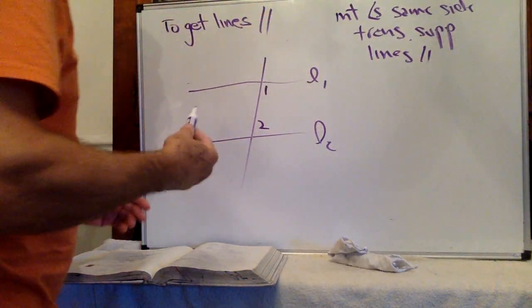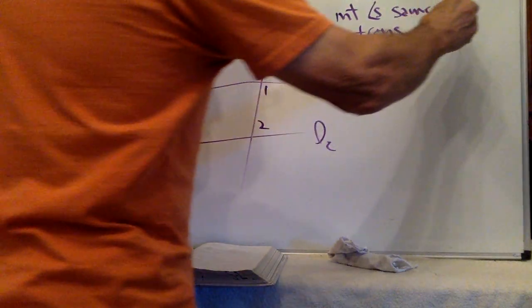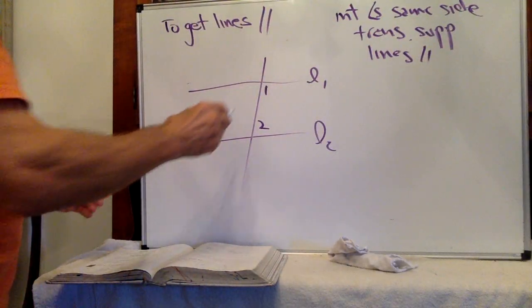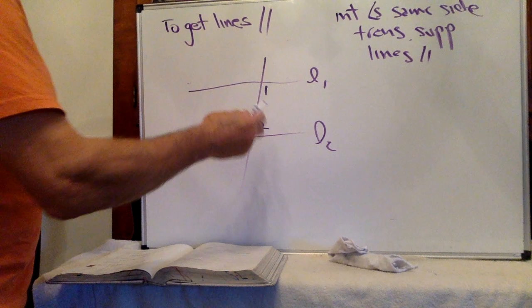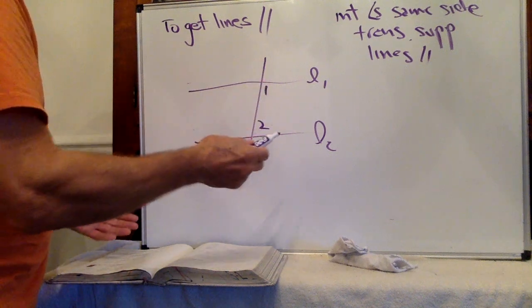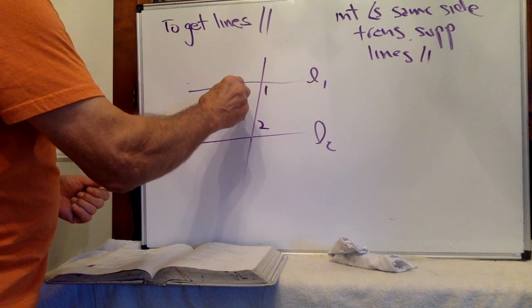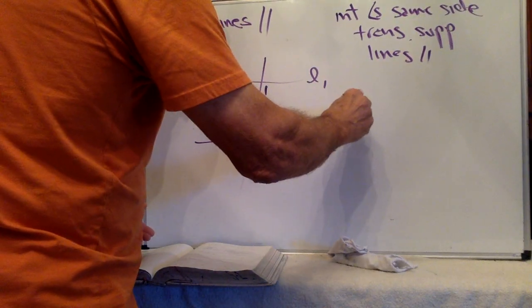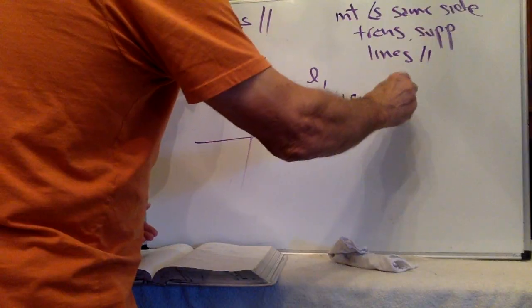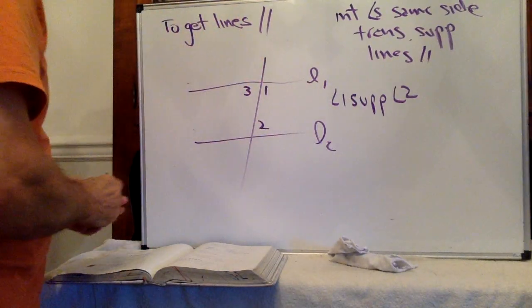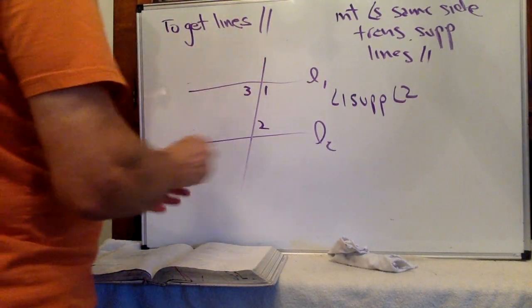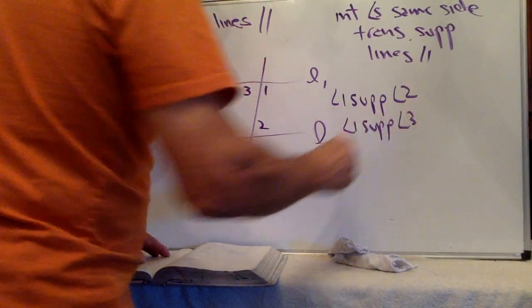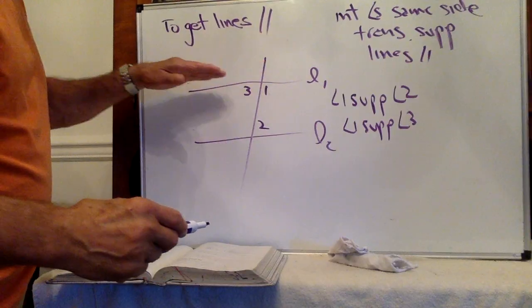Interior angles on the same side of a transversal that are supplements mean the lines must be parallel. And this one's fairly simple to prove. If I call this angle 3, you're given 1 and 2 are supplements. Well, I also know 1 and 3 are supplements. They form a straight line.